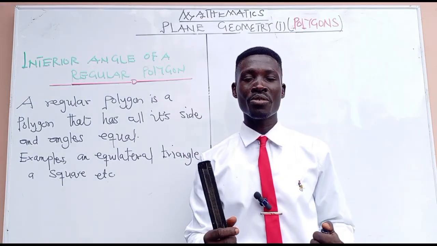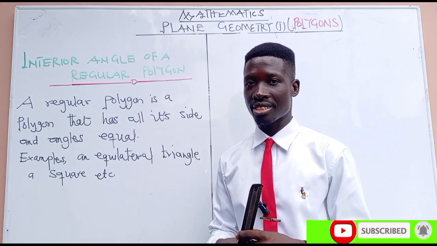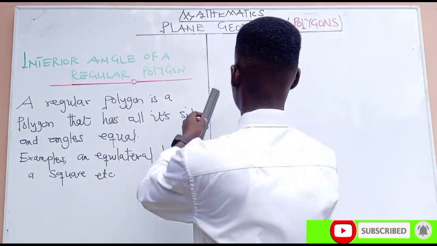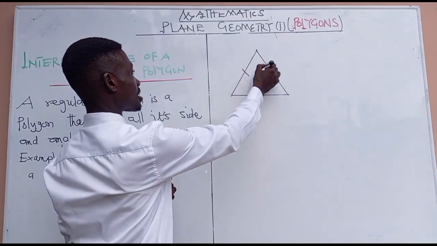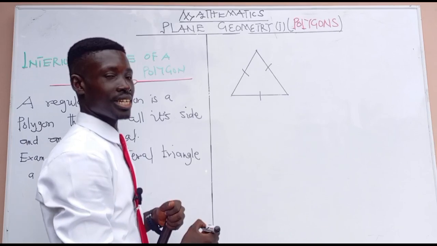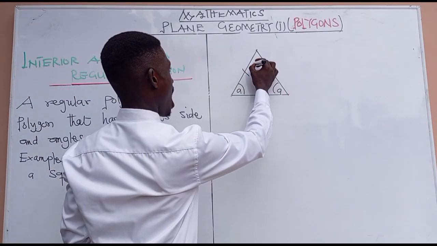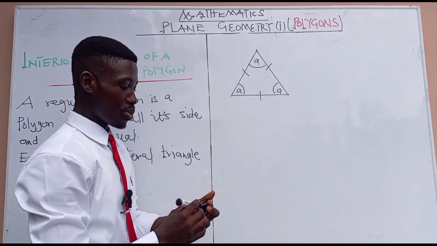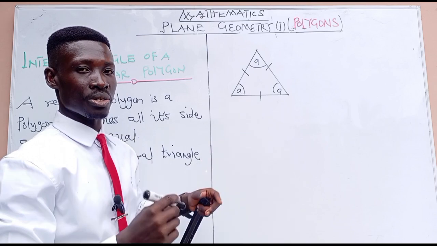The examples of regular polygons, we have an equilateral triangle. So we know that with an equilateral triangle, the sides are equal, and then the angles within the triangle are also equal. So we can say that an equilateral triangle is a regular polygon.